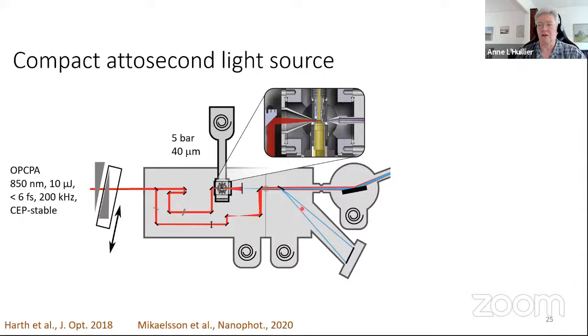Now, the interest of this system here is that, first of all, it has a very high repetition rate, and then it has a short pulse duration, and it is phase stable. And actually, using this system, we have only a few attosecond pulses in our train, and we can control, we can decide whether we want to have mainly 2 attosecond pulses or 3 attosecond pulses.